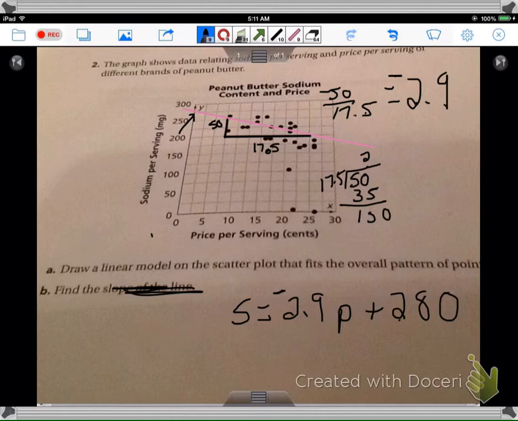Okay, now we're going to do two solving inequality problems. We haven't done this for a while, so I want to go back to it. I'm going to put these on the back of this worksheet. So turn your paper over.